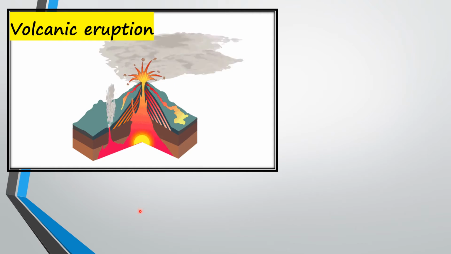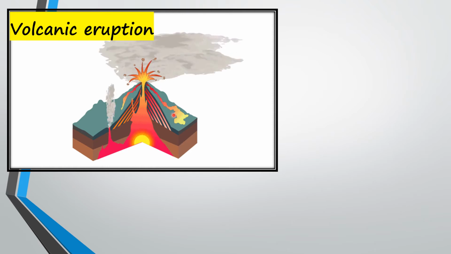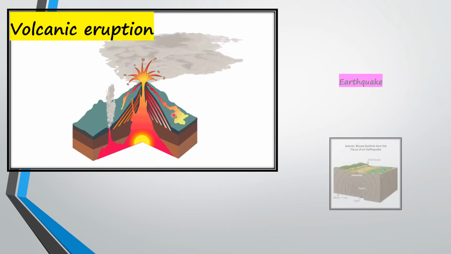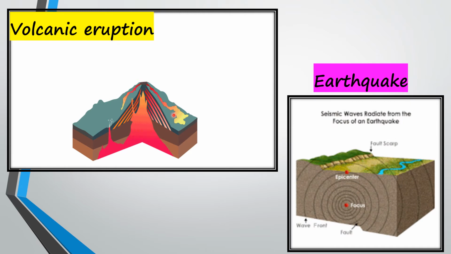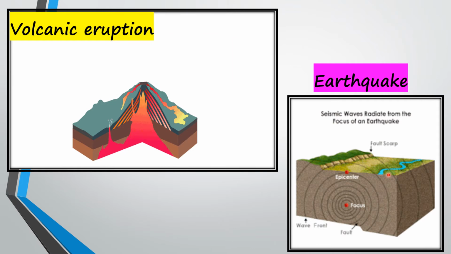Volcanic eruption happens through the vent, that's the opening, the mouth of the volcano, through which the molten magma comes out as lava. Similarly, when the lithospheric plates move, the surface of the earth, the crust layer, vibrates. The vibrations can travel all around the earth, and these vibrations are what we call an earthquake.